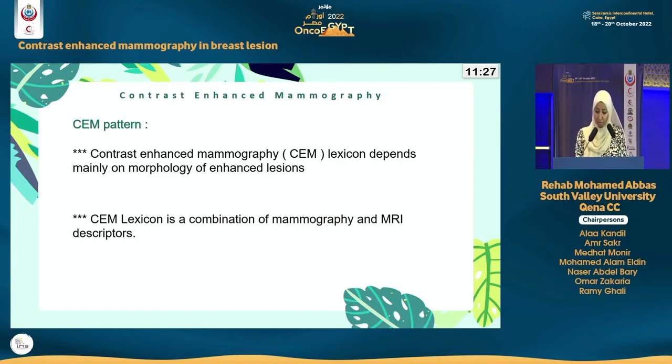الكونتراست انهانسد ماموجرافي الليكسيكان بتاعه بيعتمد على المورفولوجي بتاع الانهانسنج ليجن، زي ما قلنا بيبقى على حسب الشكل نفسه الانهانسنج، يعني على شكل الانهانسنج انا هقدر احدد سواء كان الليجن ده بناين ولا مالجنانت. الليكسيكان بتاعه هو عباره عن كومبينيشن ما بين الماموجرافي والام ار اي.